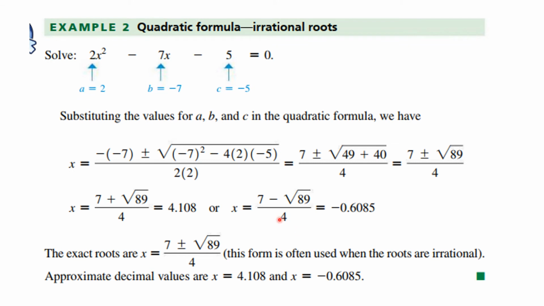Here's another problem, again in the right form. A is 2, b is minus 7. Notice the sign comes with it. And c is minus 5. Notice the sign comes with it. So now we will plug it into the quadratic formula.